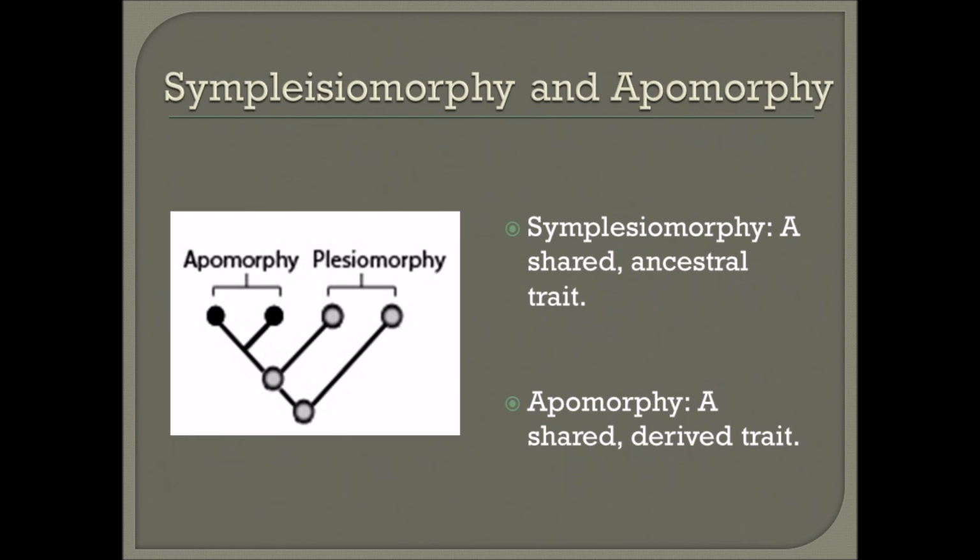And let's talk about apomorphies and symplesiomorphies. A symplesiomorphy is a shared ancestral trait, which means it's a trait that hasn't been modified from the common ancestor. Then an apomorphy is when two closely related groups have the same trait, but the ancestor that they shared didn't have that trait. So it's like a slightly modified trait, and they both modified it the same way.